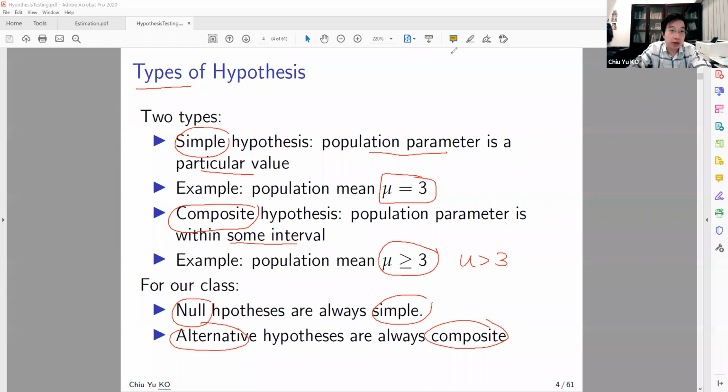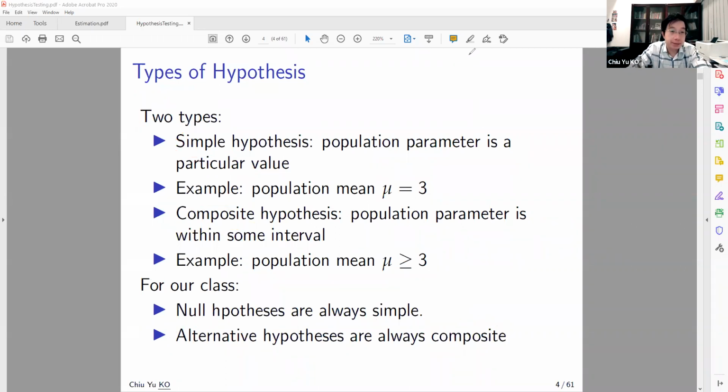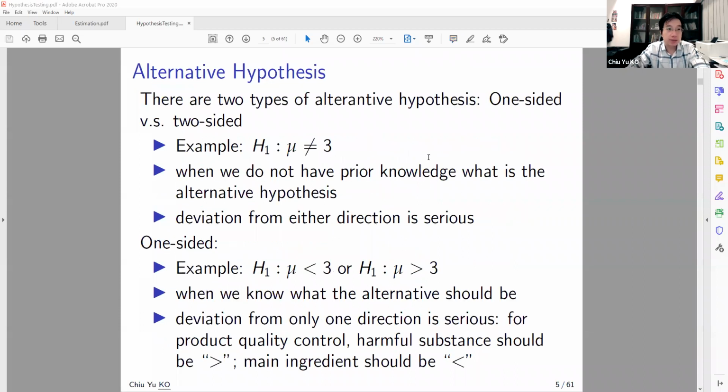Okay. If no, then we will go into the... give you further... now alternative.